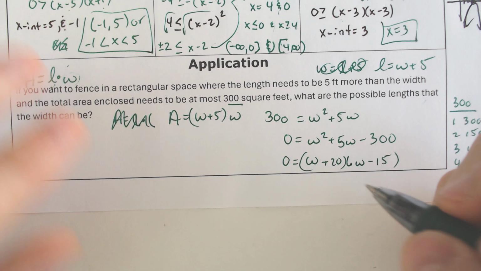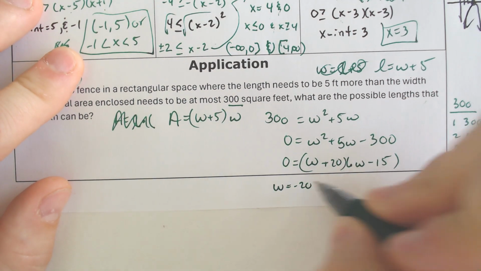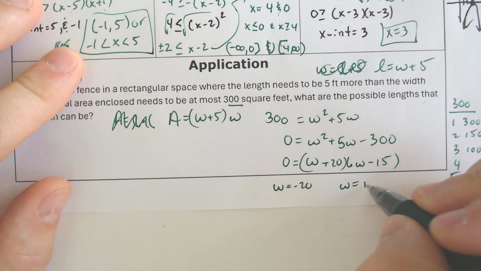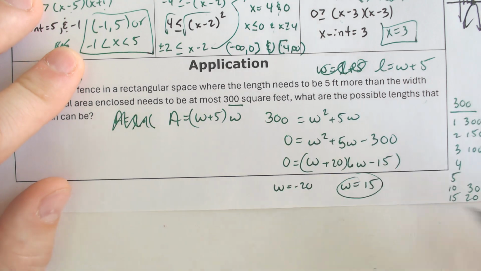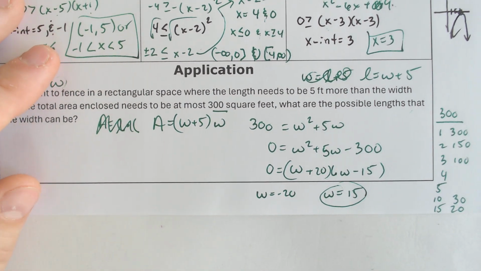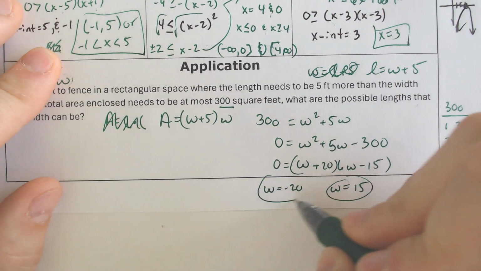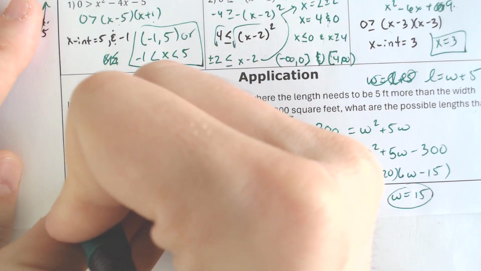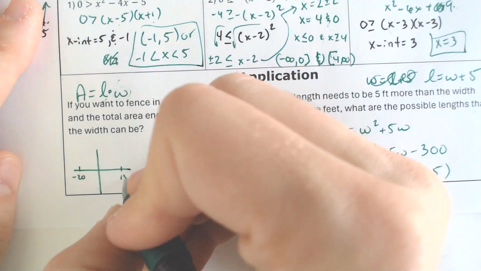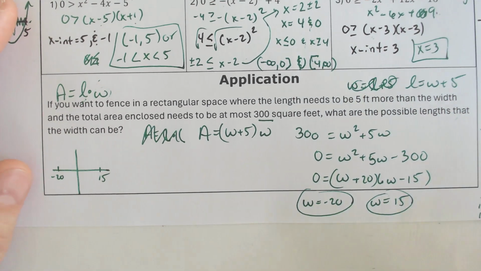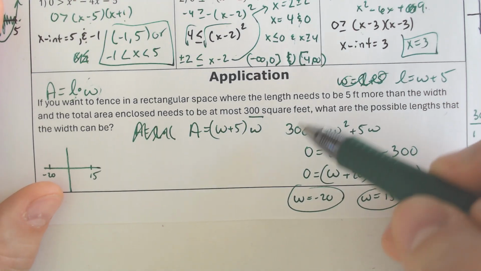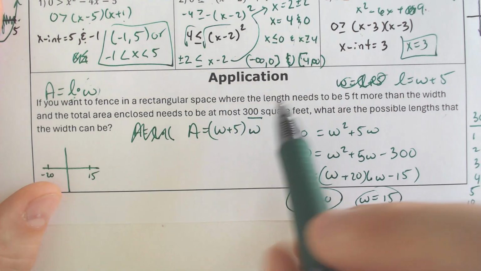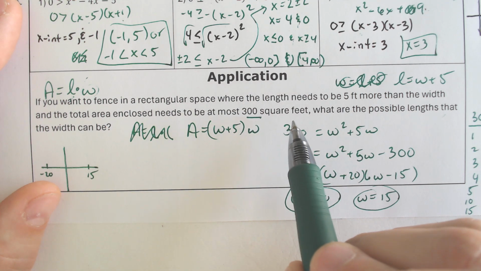So that means the widths that are possible are negative 20, which is not really possible, and 15. Okay? So that's the other width. We're going to graph this either way. We have negative 20 for a width, and positive 15 for a width. And then we have to think about what the inequality should have been. It was said at most 300 square feet.